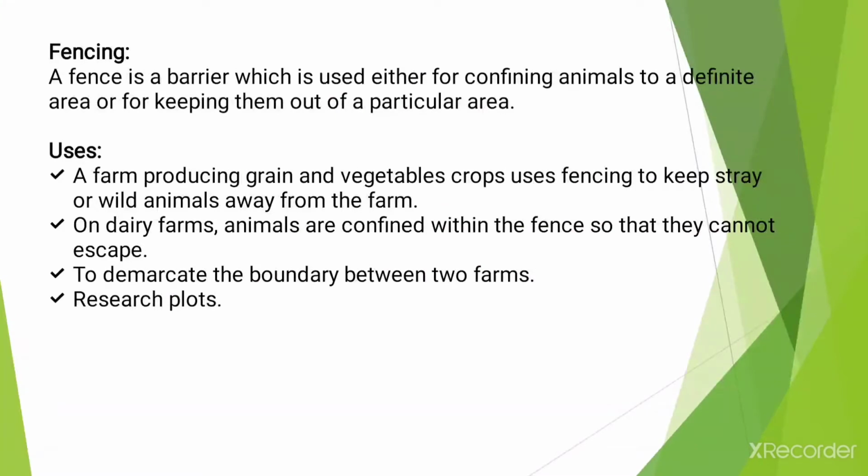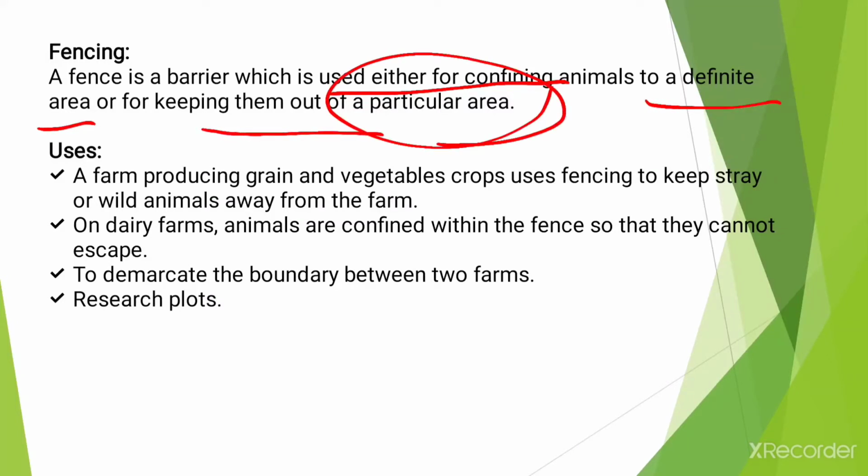Now, what is meant by fencing? A fence is a barrier which is used either for confining the animals to a definite area or for keeping them out of a particular area. So basically, fencing is a barrier that is particularly used for confining the animals.